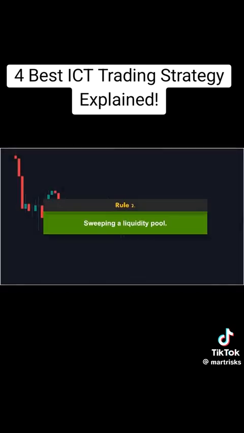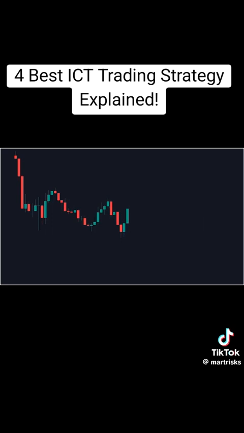Rule number 2. Sweeping a liquidity pool. A high-quality CISD setup often occurs after the market sweeps liquidity from one side. Liquidity pools form around obvious equal highs and lows where traders place stop losses. When the price sweeps these levels, it triggers those stops, engaging liquidity and setting up a potential reversal. Once this liquidity is taken out, the price is more likely to reverse in the opposite direction, making it an ideal condition for a CISD pattern to form. This is a strong signal that the market has gathered enough momentum for the reversal, increasing the validity of the setup.